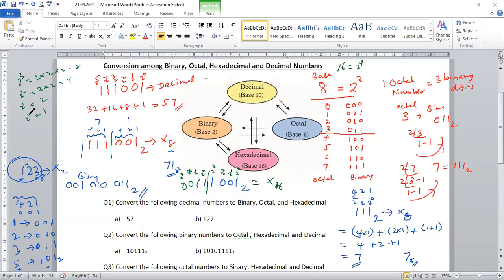Any value to the power 0 is 1. Right? Now you are writing. 2 to the power 0 is 1, plus 2 to the power 3 is 8. Grouped like this, 2 to the power 0 is 1, 2 to the power 1 plus 2. So that is 39 in hexadecimal.